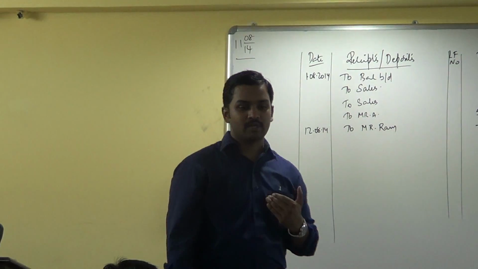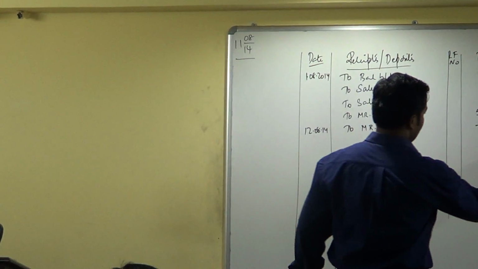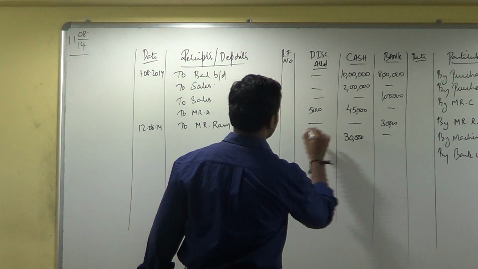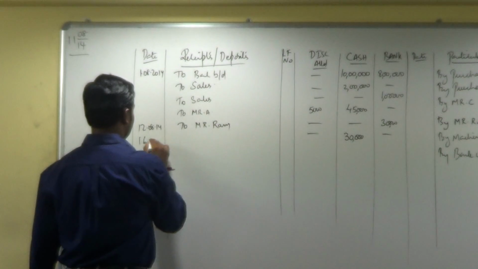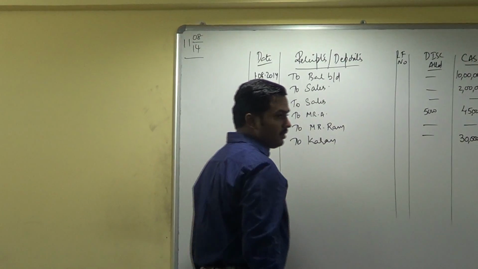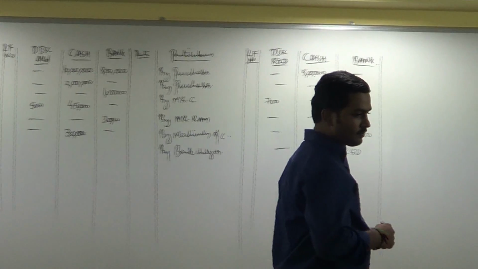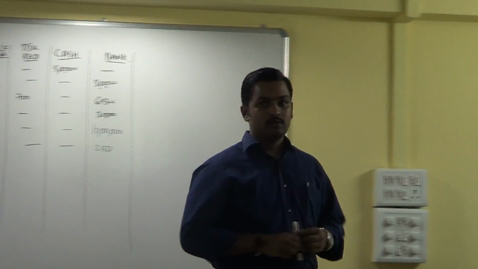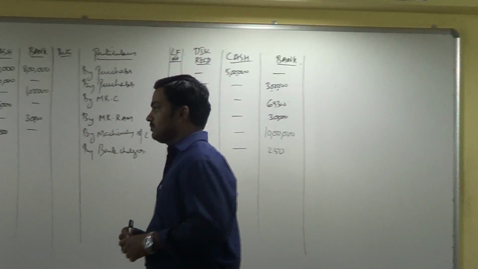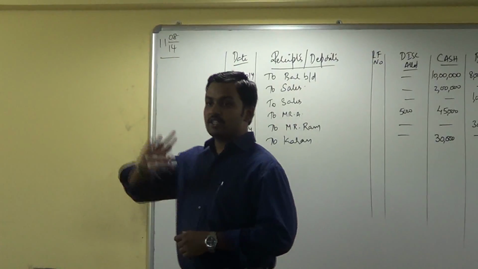When you receive cash from Karan, it should be recorded on the receipt side. Cash column, how much? 30,000. To Karan, 30,000 rupees. First part of the transaction is over. What is the second part?